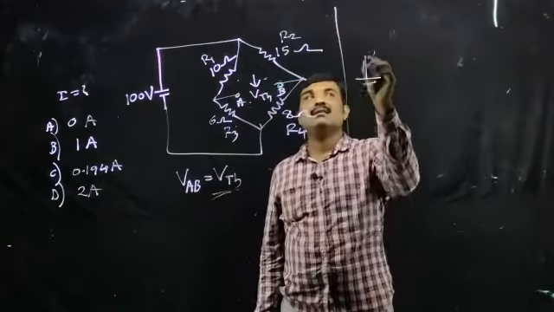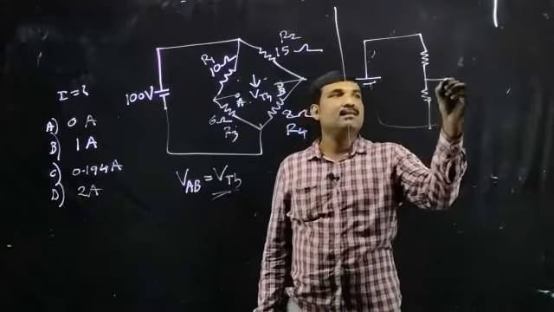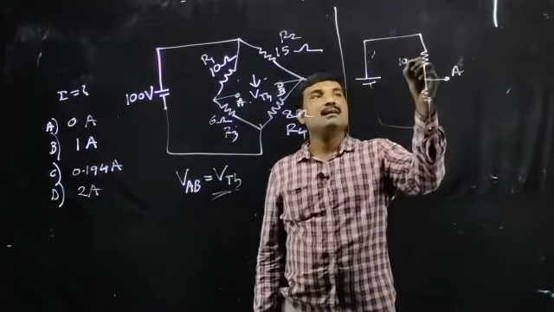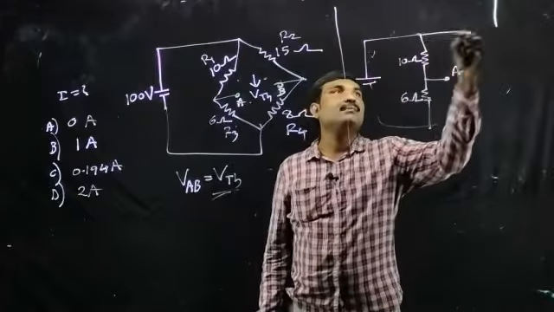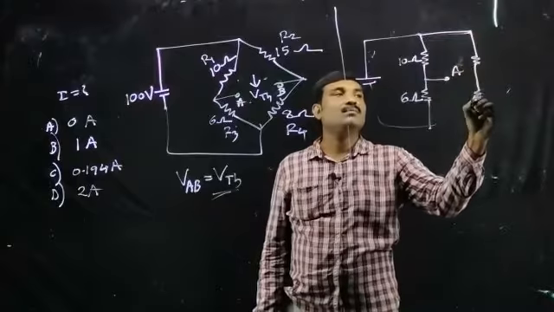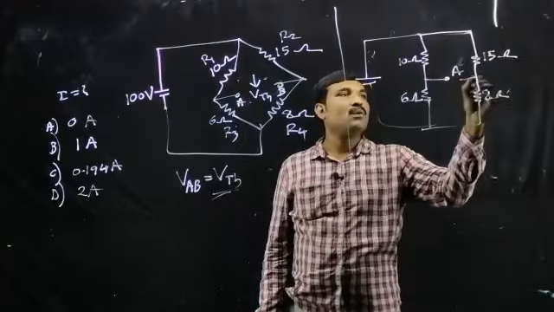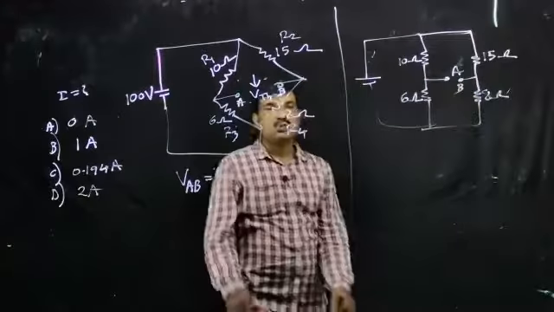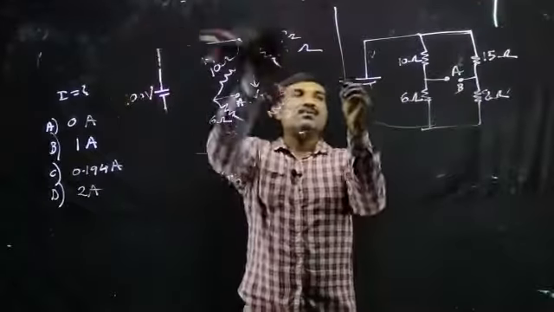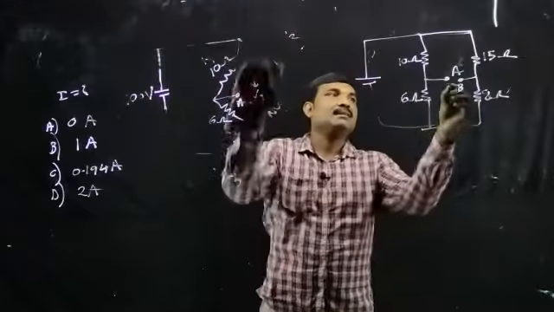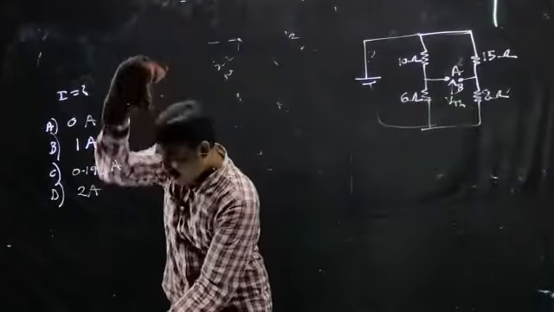So we have 100 volt. Now we can draw this as, this point is our A. This is 10 ohm, 6 ohm. Now this branch can be drawn as 15 ohm, 8 ohm. This point is B. So these both circuits are identical. From this circuit, we can determine the value of VTH, the open circuit voltage across that terminal.